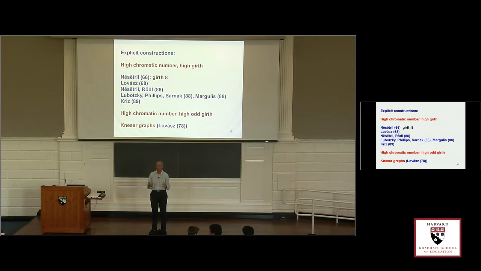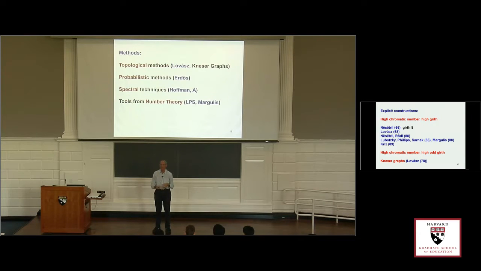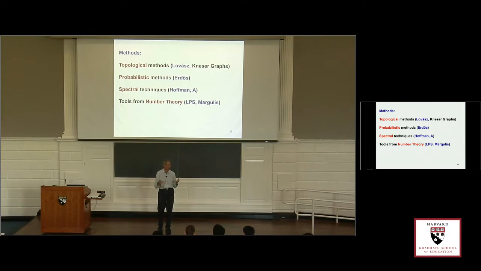And then for high chromatic number and high odd girth, no short odd cycles, that's easier, and there are many ways to do it, but maybe the nicest one is what is called Kneser graphs, and this is maybe the first, or one of the first applications of topological methods in combinatorics. This is due to Lovász. So as I mentioned, the study of this problem of graphs with high chromatic number and high girth was interesting not only in terms of results, but also in terms of methods.